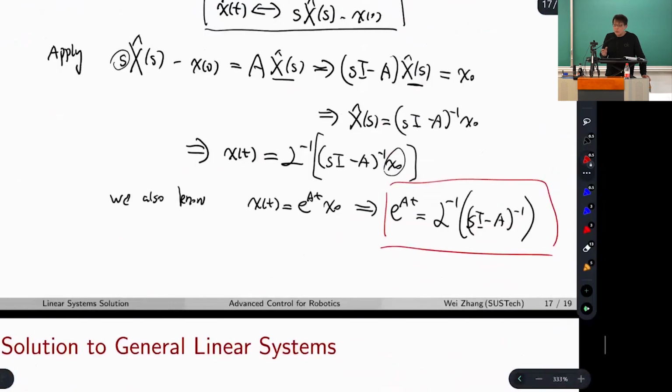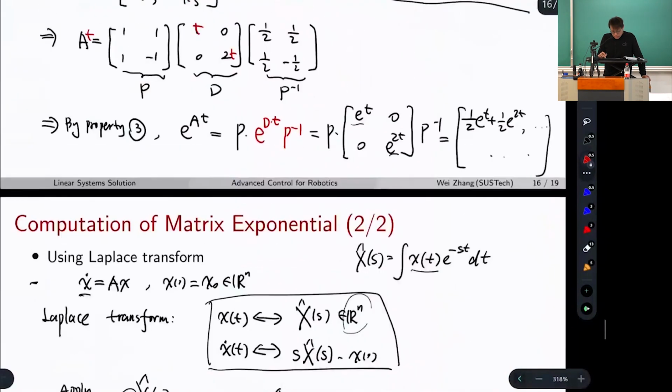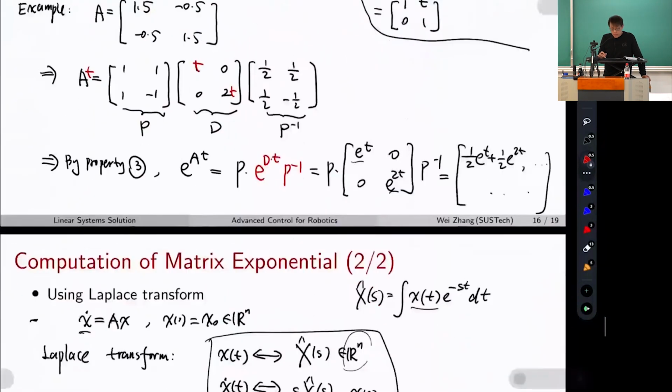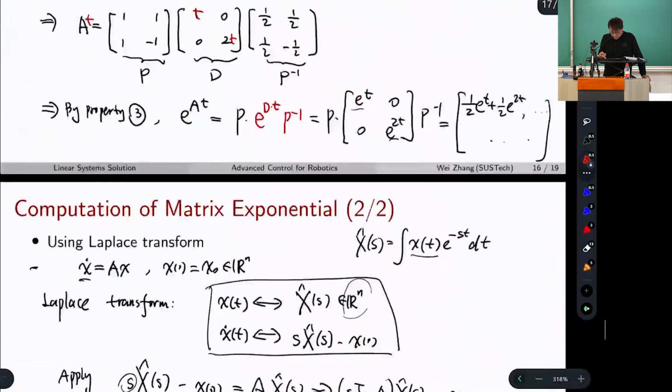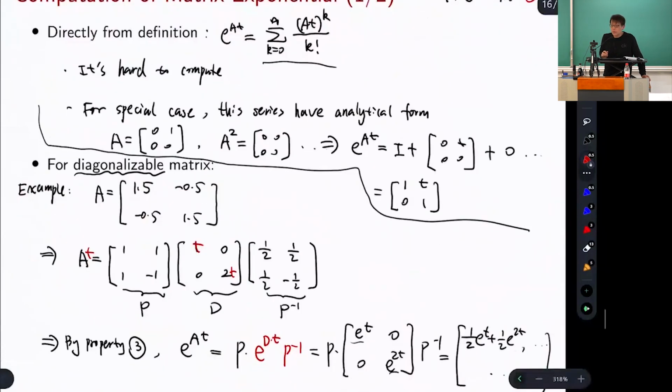I don't want to go into examples because we don't use this property that much. We just want to make sure you know there are different ways to compute e to the At. That's about it for the computation of e to the At. I think you just need to remember the definitions and a few properties of the matrix exponential.